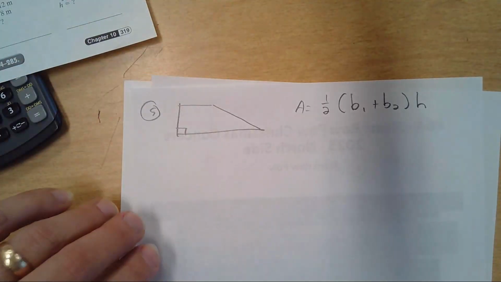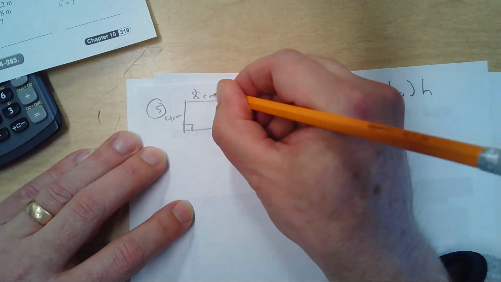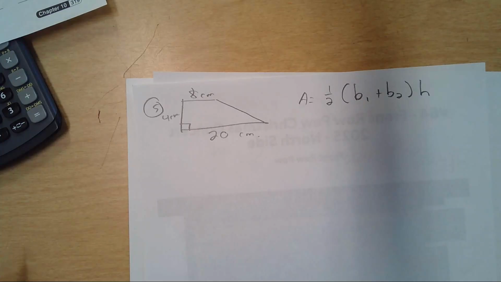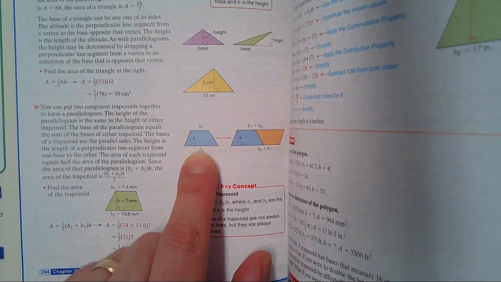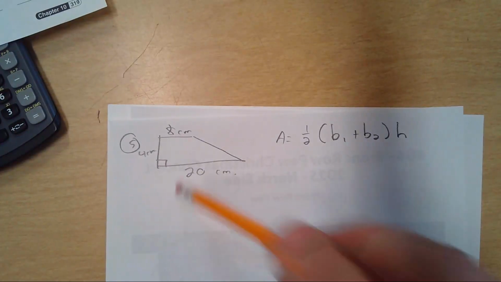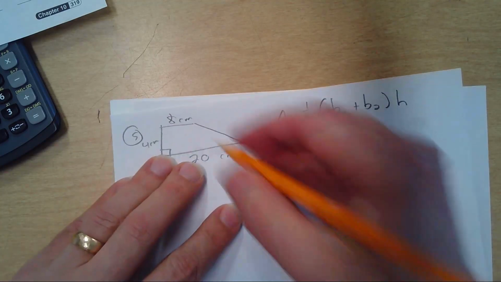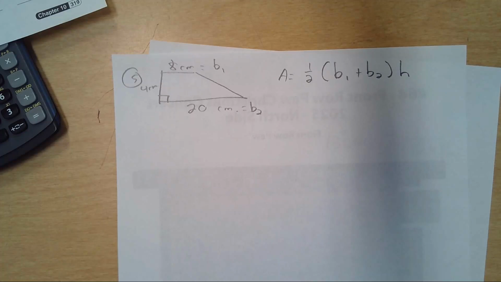Zoom back a little bit here. So what do I got? I got 4 centimeters over here, 8 centimeters over here, and 20 centimeters over here. And again, trapezoids have 2 bases. So they're called B1, B2, but it doesn't really matter which one's B1 and B2. If you want this to be B2 and that to be B1, then cool, but it doesn't matter. Ultimately, what does matter is these 2 numbers need to get added together. So I'll just call this one B1, and I'll call that one B2. But again, it doesn't really matter.